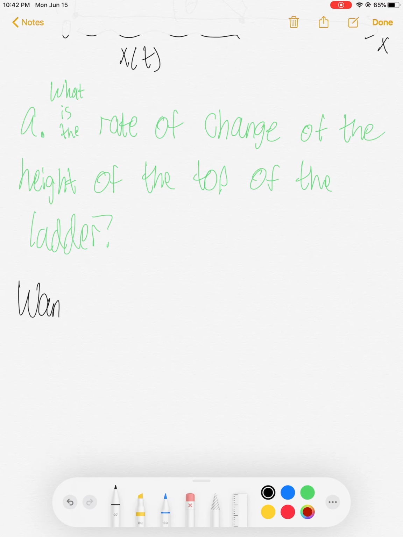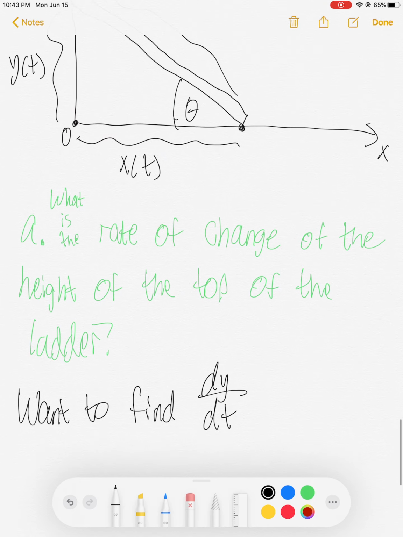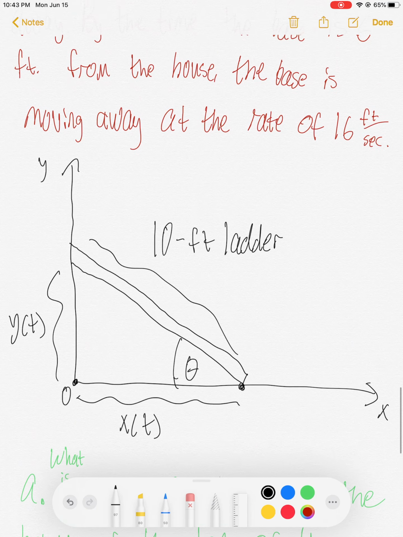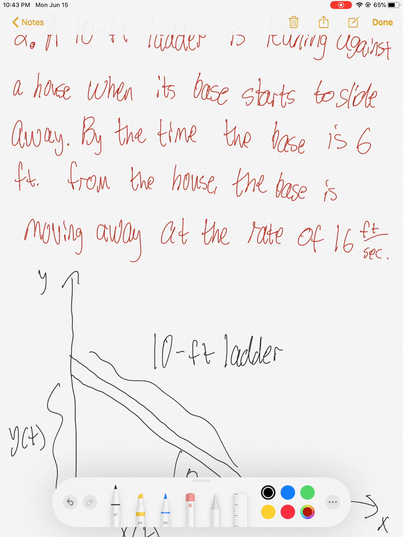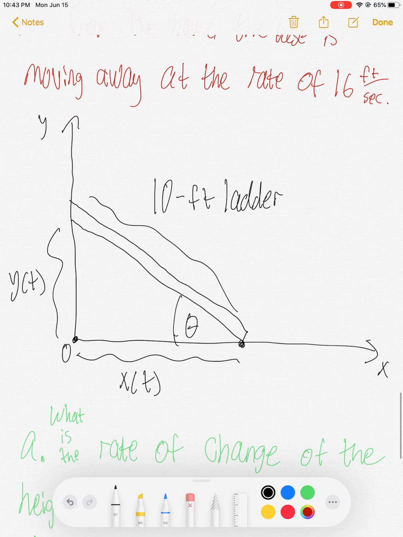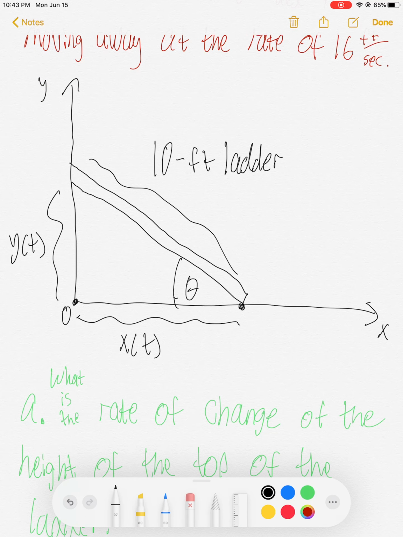Okay, well, let's go ahead and see what the heck this is even asking for. So the height of the top of the ladder, well, that is given by y of t, right? The height is this quantity on the left here, which is given by y of t. And we want the rate of change. So we want to find dy/dt.